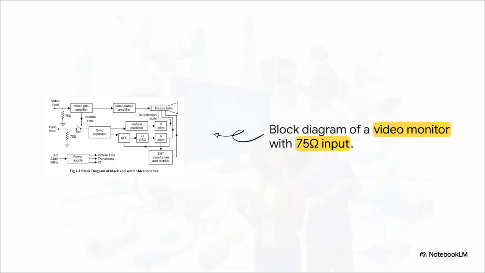When we trace the physical hardware flow, starting right at the video and sync inputs, you'll see they are both precisely terminated with 75 ohm resistors. The signal punches through the preamplifier, gets a final boost in the video output amplifier, and directly drives the picture tube. Meanwhile, the sync data takes a totally separate route. It travels through the sync separator to control the vertical and horizontal oscillators, ultimately hitting the EHT transformer that powers the electron beam. It's a beautifully separated process.